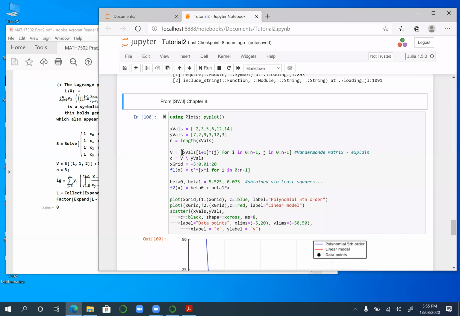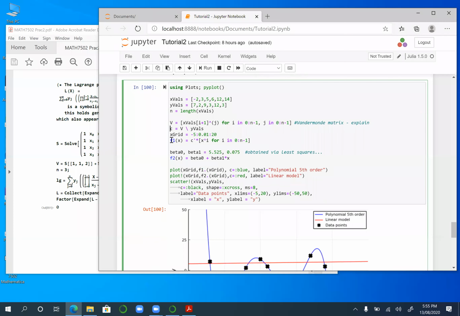Now the next line here is just solving that, and we can see c equals, but that's c a vector whose entries are the coefficients. And then we form a grid, -5 to 20. And then this would give us the polynomial that we're then plotting. So that's the basic idea there.